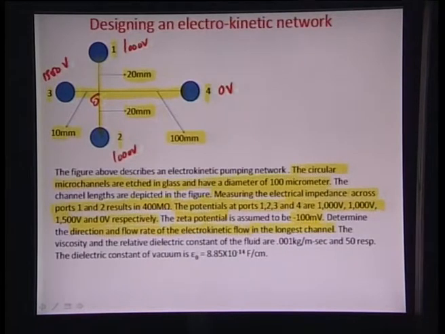the direction and the flow rate if you assume that there is an electrokinetic flow going on in the longest channel. Okay, and some other parameters are that the viscosity of this aqueous medium is about 0.001 kg per meter second, and the relative dielectric constant is about 50. We assume that the dielectric constant for vacuum is about 8.85 times 10 to the power minus 14 farad per centimeter. So let us design this micro pump, and at the outset we assume that the microchannel system contains a continuous and homogeneous fluid.